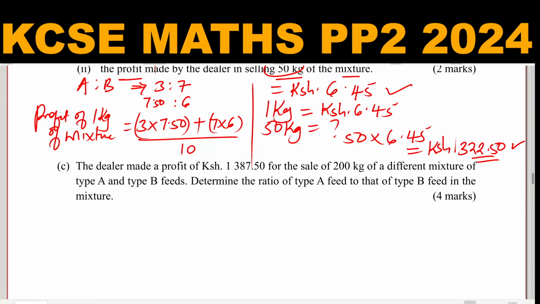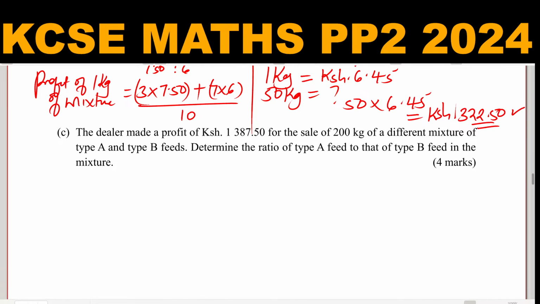The next part: the dealer made a profit of 1387.50 for the sale of 200 kg of different mixture of type A and type B feeds. Determine the ratio of type A and that of type B in the mixture. Now here we are required to determine the ratio in which these feeds were mixed.